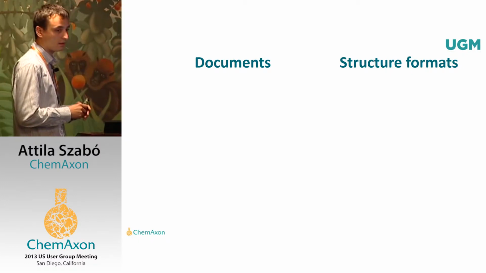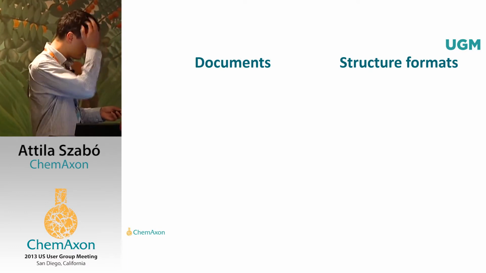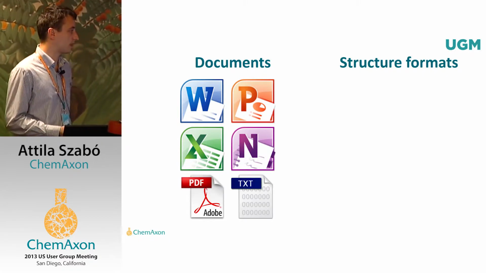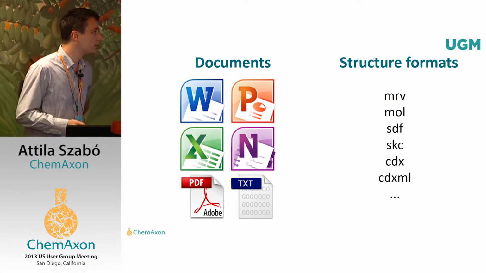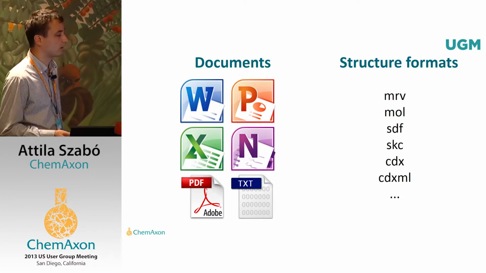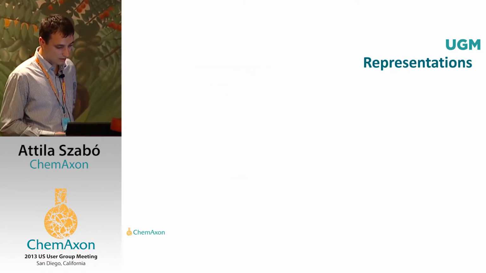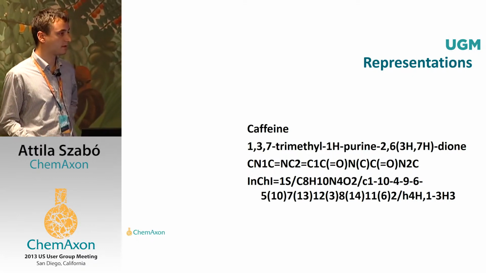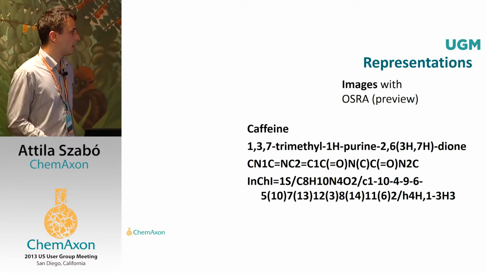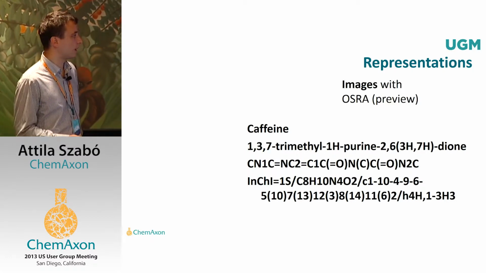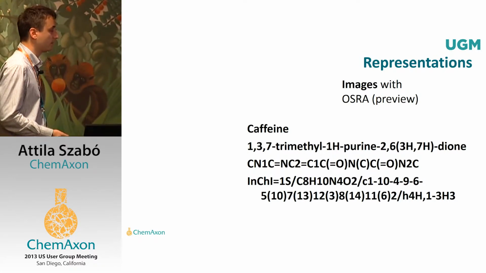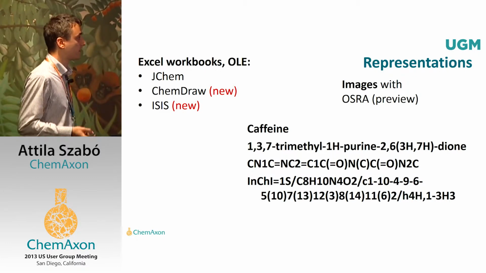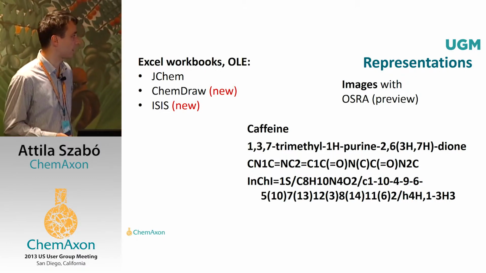Now, let's see what content is actually searchable. They are Office documents like Word, PowerPoint, Excel, and OneNote, as well as PDF and text files. And the common structure formats are searchable too, like MRV, MOL, SKC, and so on. But what exactly is recognized in the documents? Common names, IUPAC names, SMILES strings, InChI strings, and images are also supported, but with some limitations from our side and obviously of OSRA's. Then Excel workbooks with chemistry add-ons and chemistry OLEs like JChem, ChemDraw and ISIS are supported.